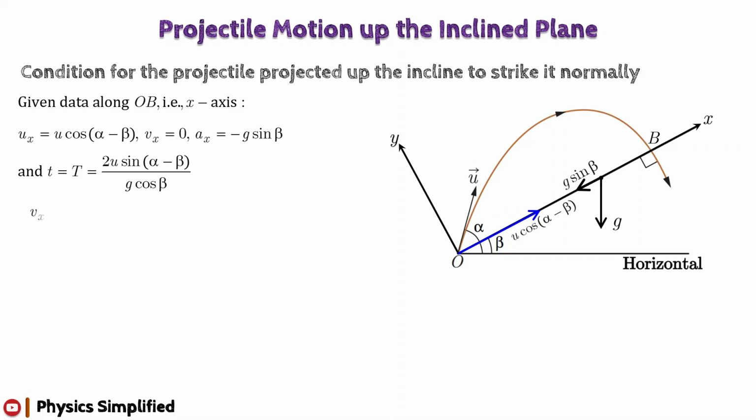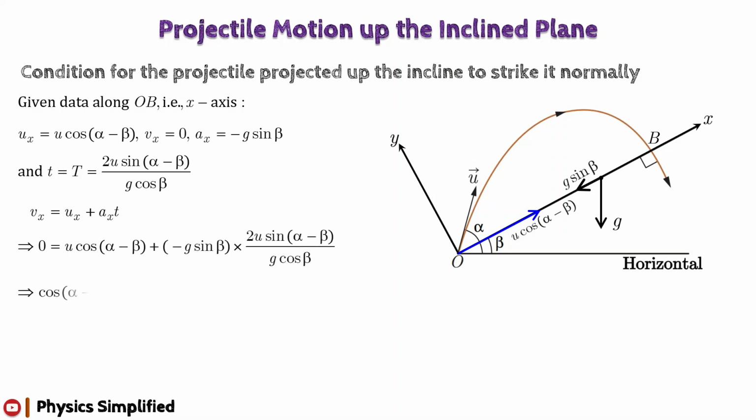Considering the first kinematic equation along the x-axis, we write v suffix x is equal to u suffix x plus a suffix x times t. Substituting the given data and rearranging, we get cos alpha minus beta is equal to sine beta divided by cos beta times 2 sine alpha minus beta. Further simplifying, we get 2 tan alpha minus beta is equal to cot beta.